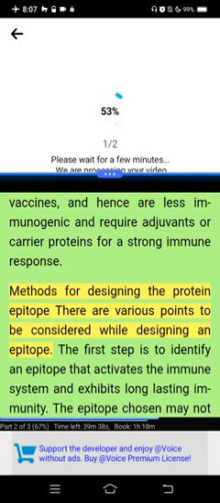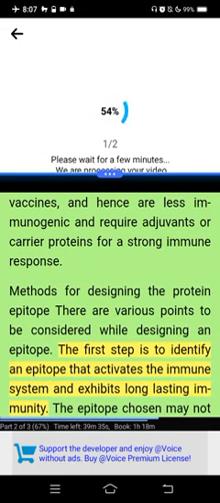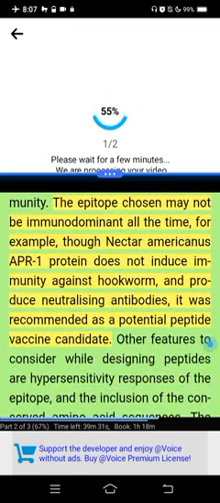Methods for designing the protein epitope. There are various points to be considered while designing an epitope. The first step is to identify an epitope that activates the immune system and exhibits long-lasting immunity. The epitope chosen may not be immunodominant all the time.